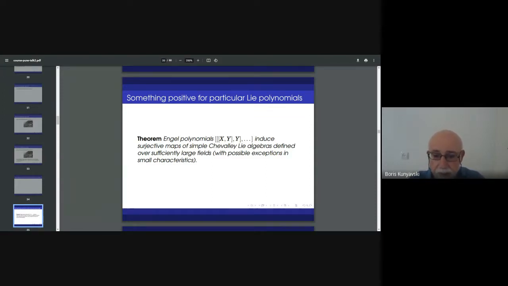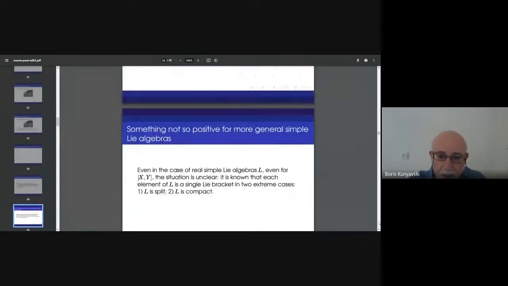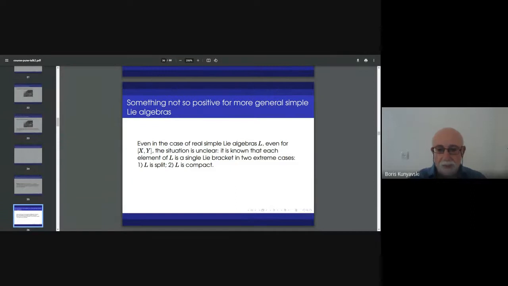In particular, somebody asked me a week ago, what about the commutator? Commutators are also good enough, but for simple Chevalley algebras. And here we have another problem. So let's consider real Lie algebras, simple ones, and let's restrict our attention to the simplest Engel polynomial, the single Lie bracket, the commutator [x,y]. Even here the situation is unclear.